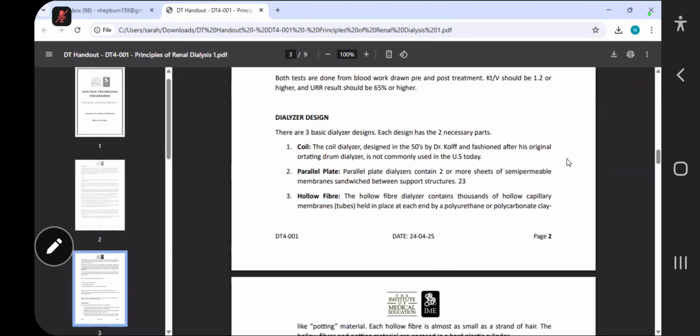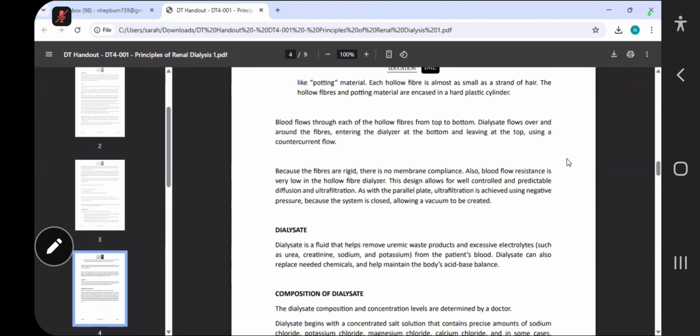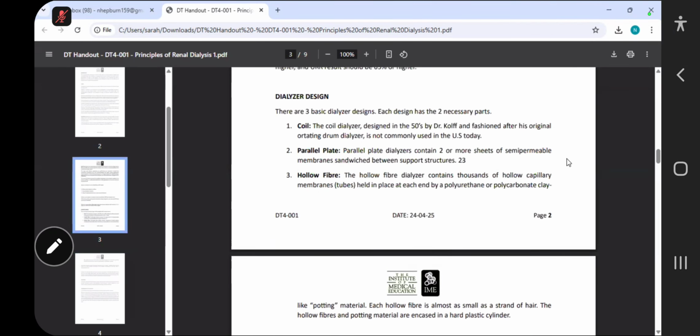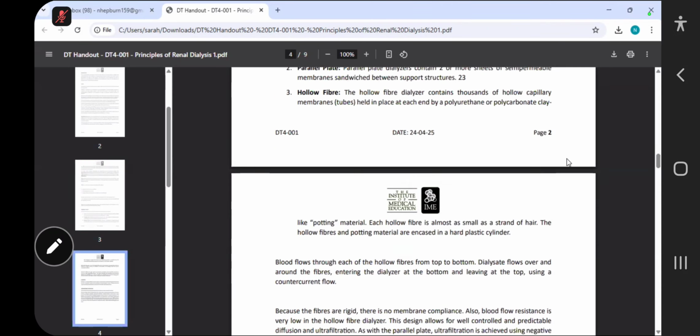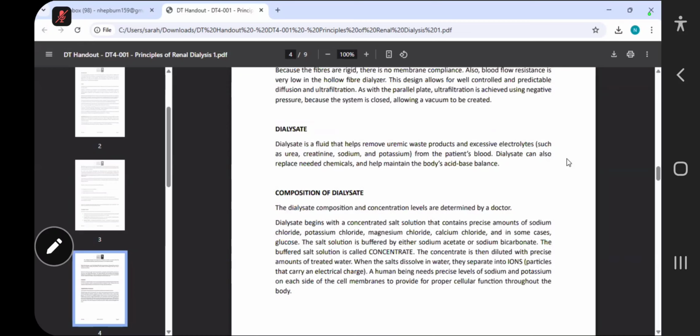Nice. So these are 3 types of dialyzer designs. So which one do you all think is the best? The hollow fiber. Nice. Yes, that's what they use now. Right?